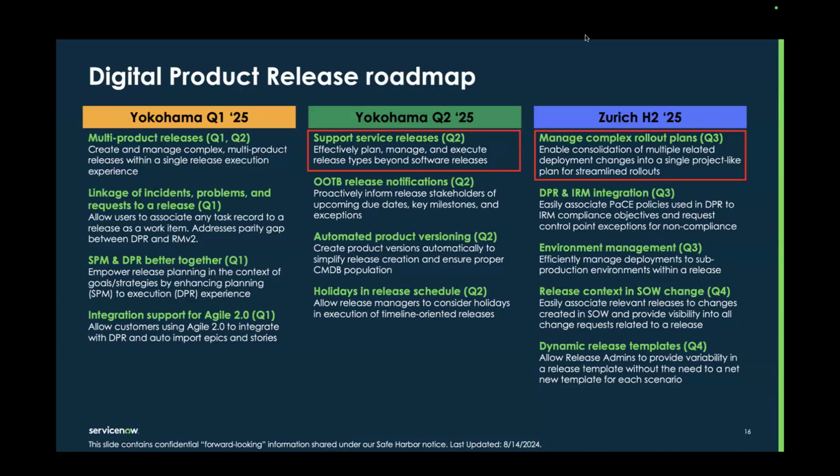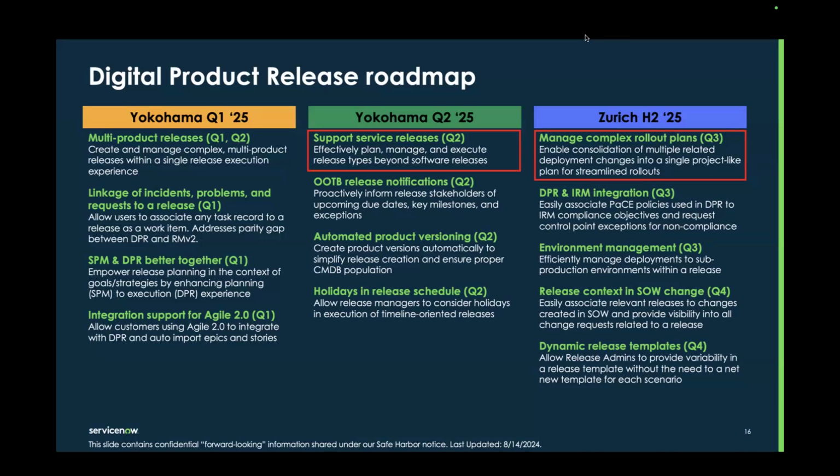So in May, we plan on having service releases as an entity that you can define and manage your releases for. We also have some other items like automating the creation of the version records themselves, and having holiday calendars to help with the release scheduling. So there are some smaller things, but service releases is the biggest one, and I've got a slide dedicated to it.